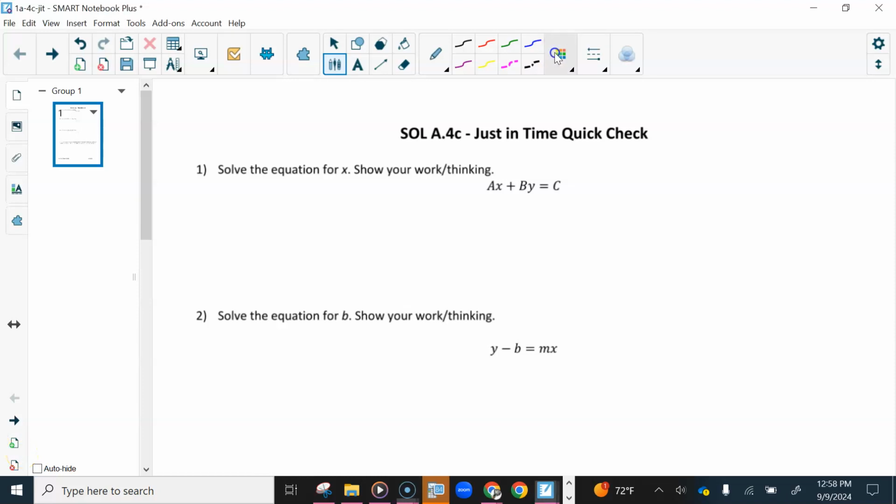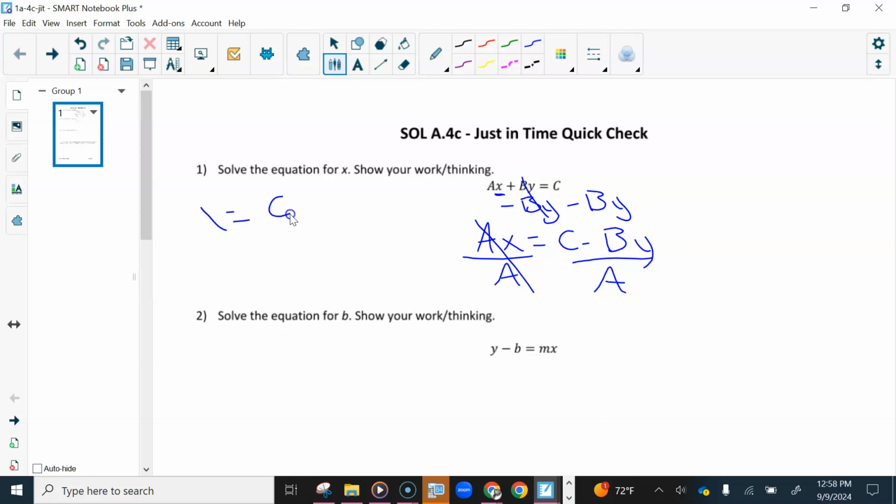Then I will explain how you fix it. Okay. So for number 1, we were solving for x. So get x by itself by subtracting dy on both sides. Then we can get x by itself completely by dividing everything by a. So that x equals c minus dy all over a.